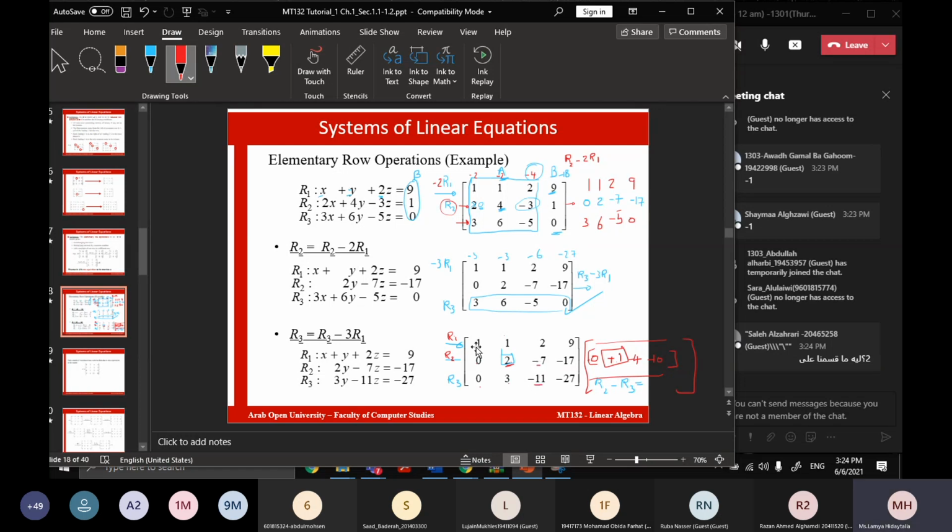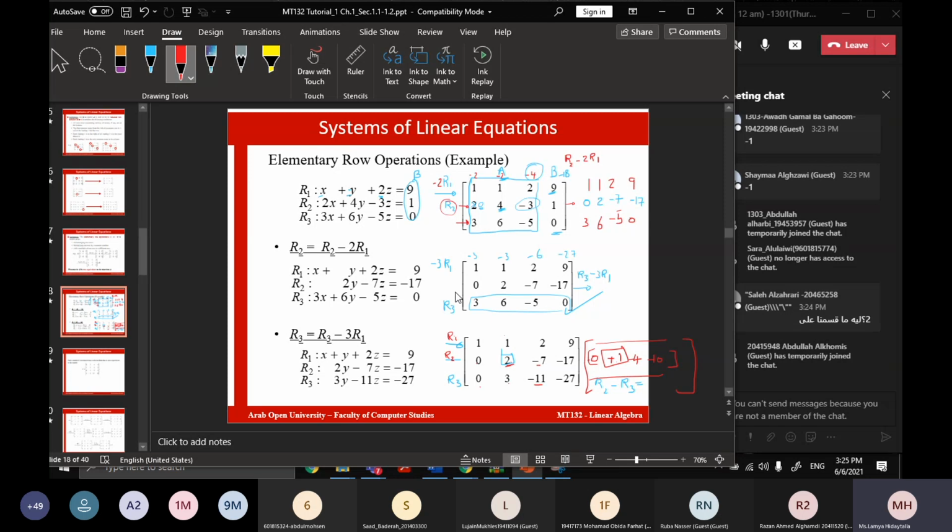Of course, here he did not complete. Here he wants to show you just the row operations.